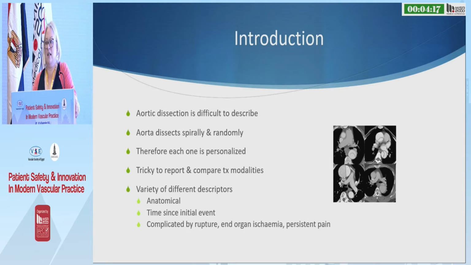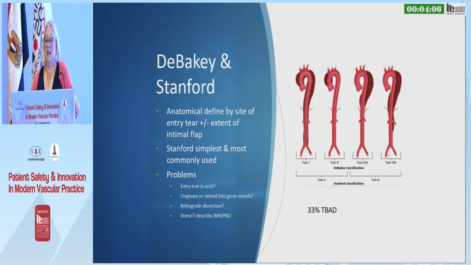There have been a variety of descriptive modalities: anatomical, time since initial event, whether they're complicated or uncomplicated. Traditionally, I think most of us in the room have grown up with using the DeBakey or the Stanford classifications, and they are anatomically defined by the site of the entry tear and the extent of the intimal flap in the DeBakey classification. The Stanford is by far and away the simplest and probably the most commonly used.